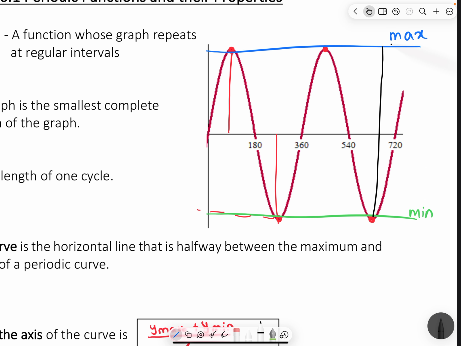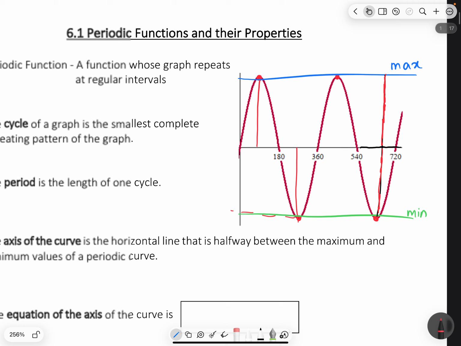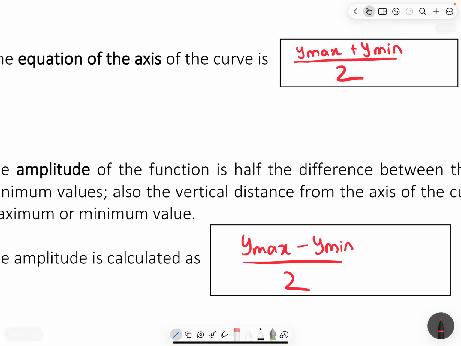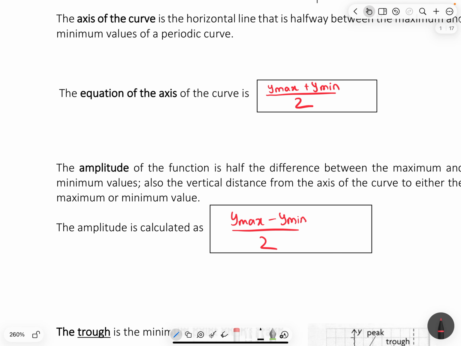This is so that we can find the value of the amplitude, right? I hope that makes sense. So we do y max subtracted by y min, and we divide that by 2. Y max subtracted by y min divided by 2 is going to be the value for the amplitude.